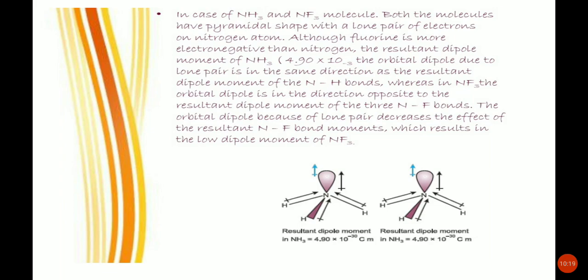What is the reason for this? Fluorine is more electronegative than hydrogen, but the dipole moment is very much less when you compare with NH3. Although fluorine is more electronegative than nitrogen, the resultant dipole moment of ammonia, 1.49 D, is greater than that of nitrogen trifluoride, 0.25 D. What is the reason? Both NH3 and NF3 have a pyramidal shape, and the central atom, nitrogen, has a lone pair. In NH3, the orbital moment due to the lone pair is in the same direction.